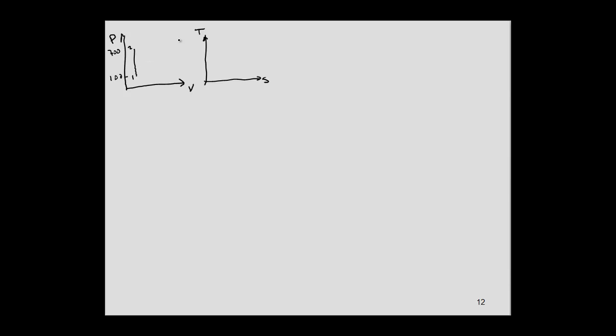In the TS diagram, we start with, let me just make this a little bit clearer. We start with 300 Kelvin, and we start with a constant volume, which is similar to this. Okay, so this is our first process.